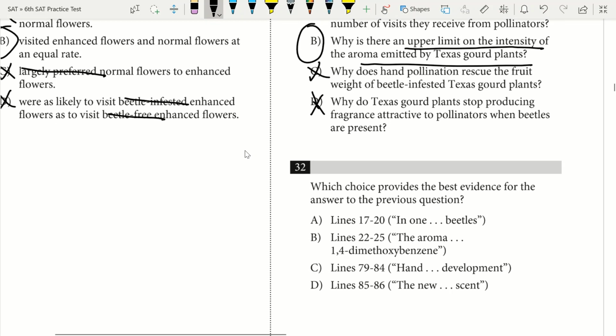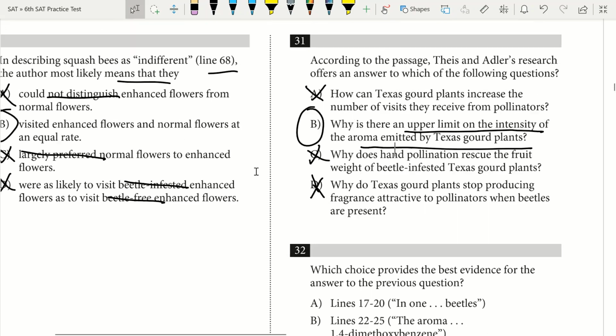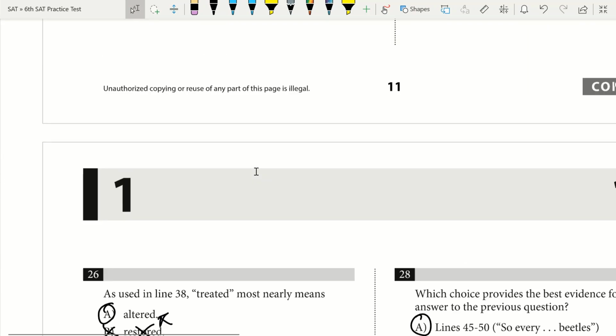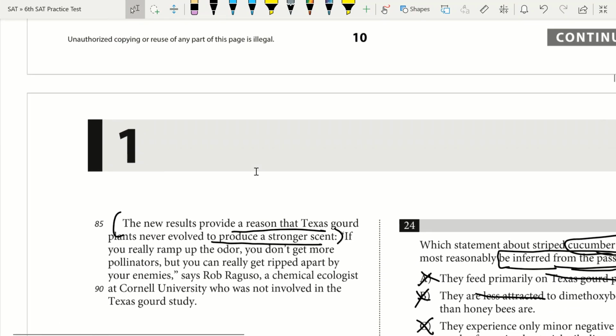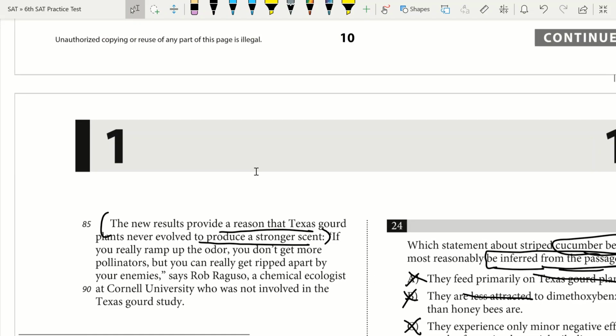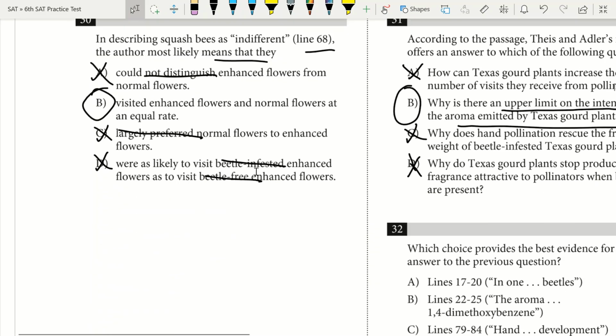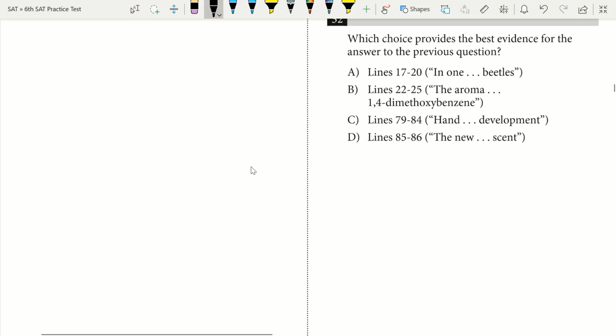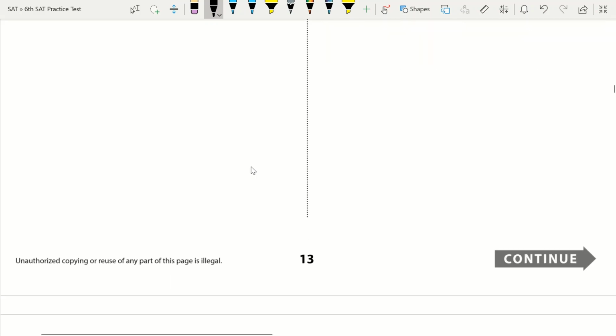As far as 32, best evidence, that would be what I found before, which was 85 to 86, I believe, right, where I said that it answered my driving question. I see that that's right there, 85 to 86, so that's going to be my evidence for that question. So that's going to be D for 32. All right, so now let's go ahead and move on to passage 4.